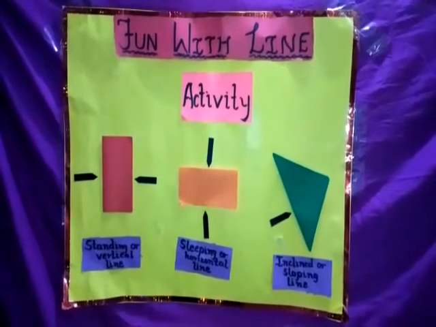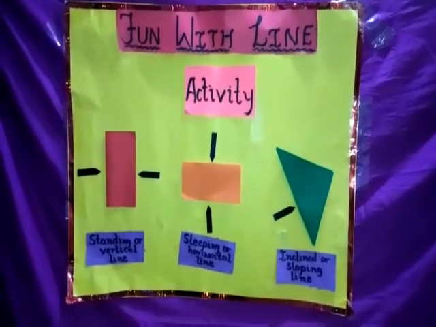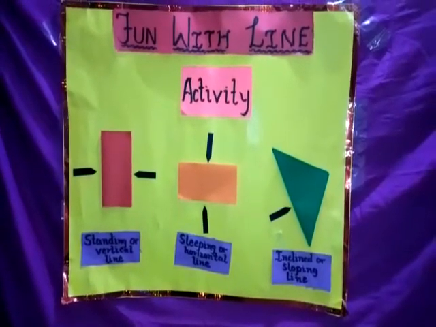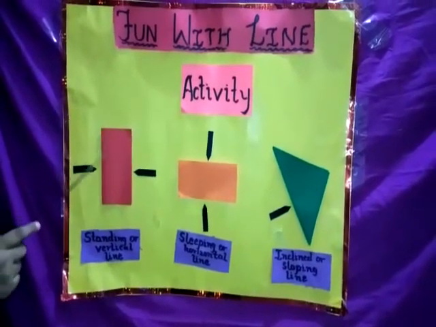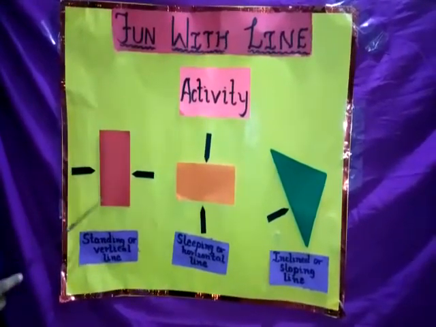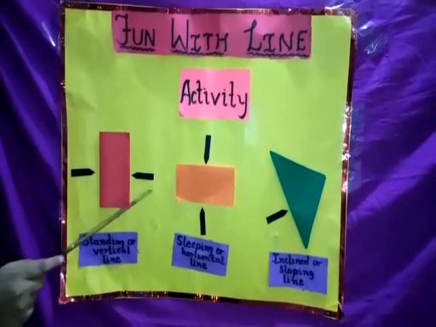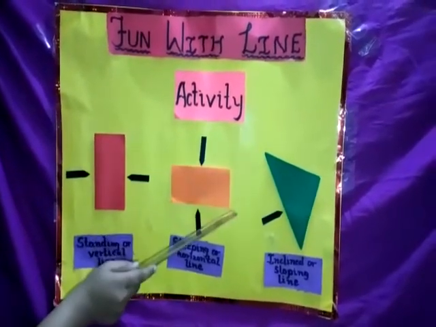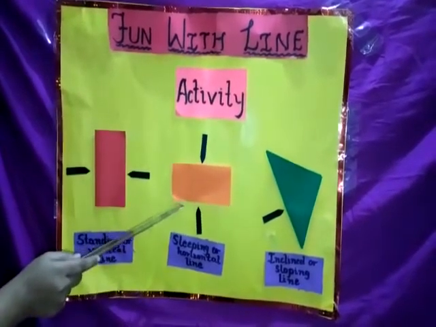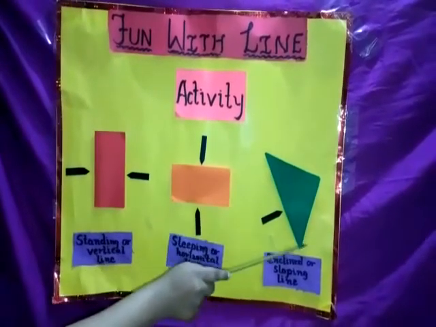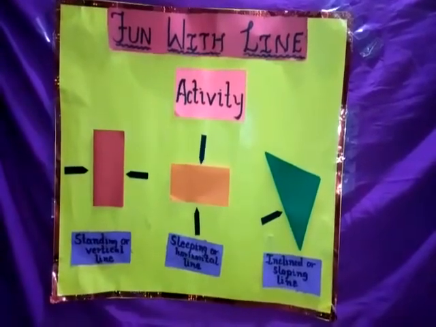Activity. Here we will do an activity. Take a craft paper. If we fold a paper into half part, we get vertical, horizontal or inclined line. In the first figure, these two lines are standing lines, that means vertical lines. In the second figure, these two lines are sleeping lines, that means horizontal lines. And in the third figure, this line is called inclined or sloping line.